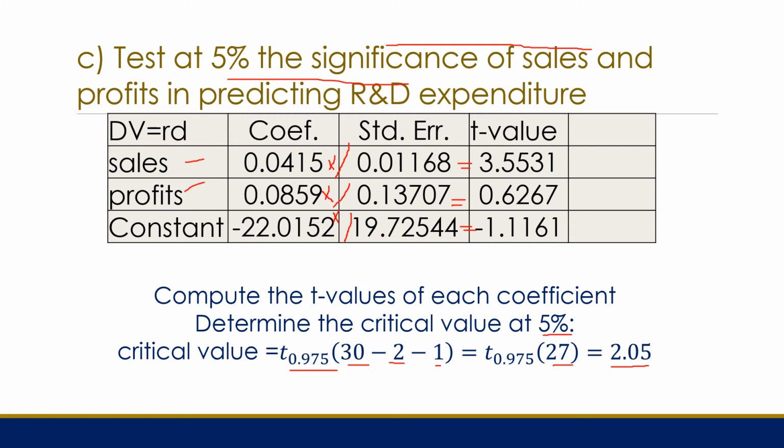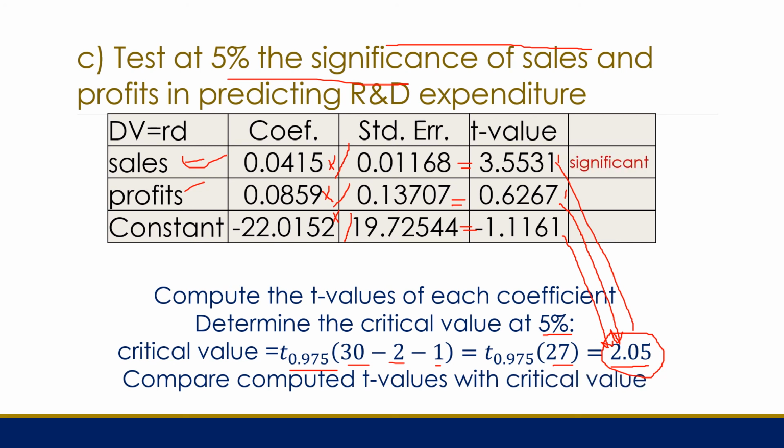Any predictor variable here, or independent variable, whose t-value is greater than this value is significant. So if we compare, 3.53 is greater than 2.05, but this one is less. This one is less. So this one has a problem, it is not significant, and this one also is less than 2.05, so only the sales are significant. So if we compare that, we will see that the sales are significant, but the profit is not significant, and the constant is not significant because their t-values are less than the tabulated t-value.